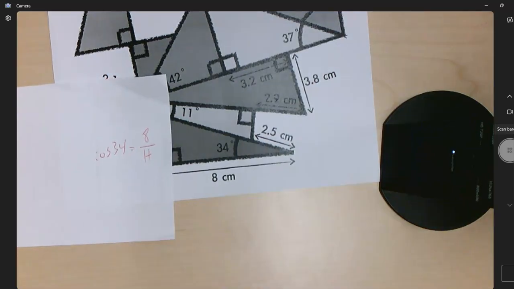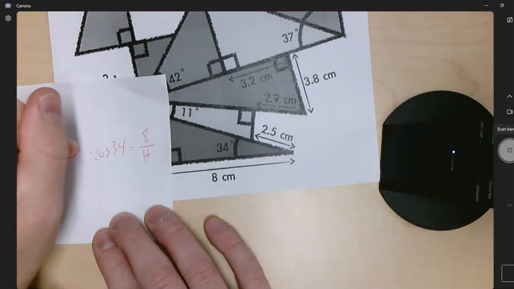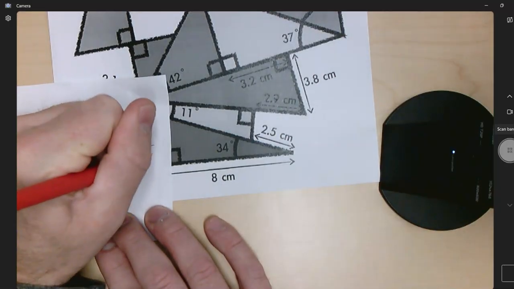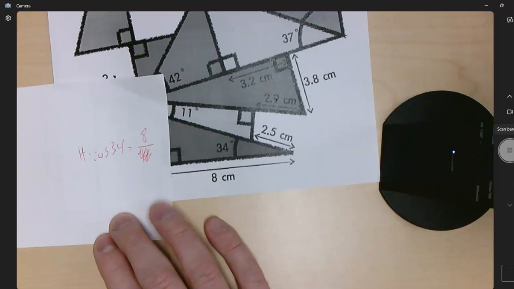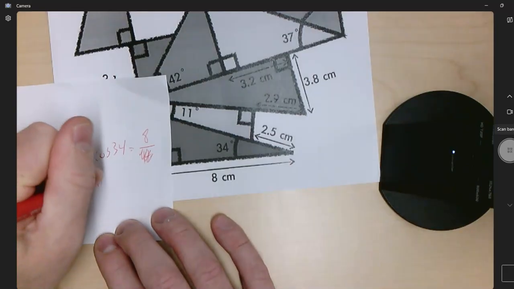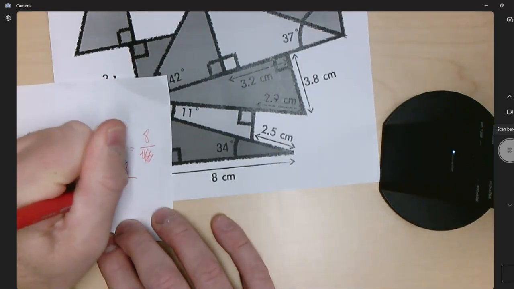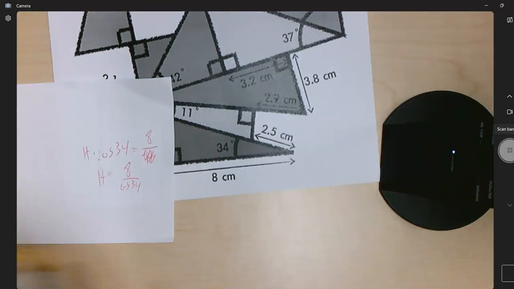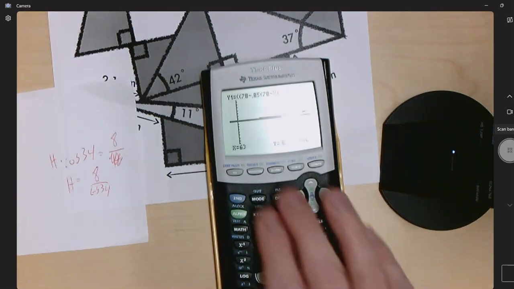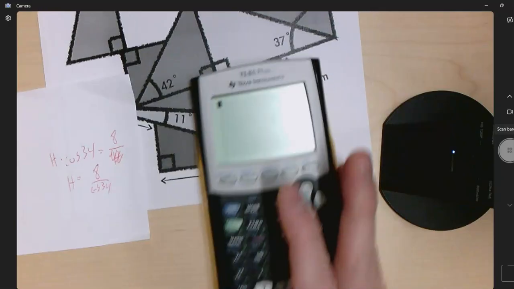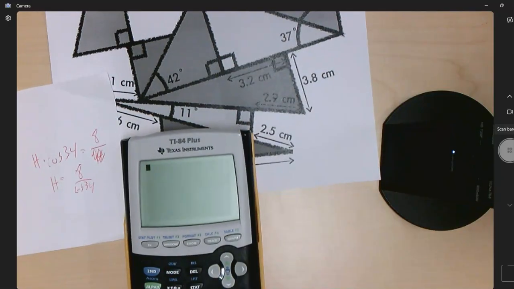Now to solve this thing, I need to multiply both sides by h, that cancels, and then divide by the cosine of 34. H equals 8 over the cosine of 34. I'm going to go ahead and put that in my calculator. Hopefully the glare isn't too bad. How about right there? Yep. 8 divided by cosine 34. And I get negative, whoa, negative 9.43.